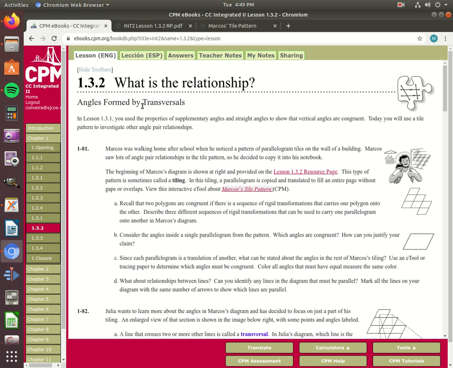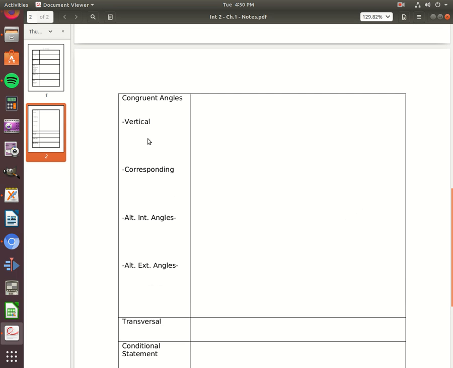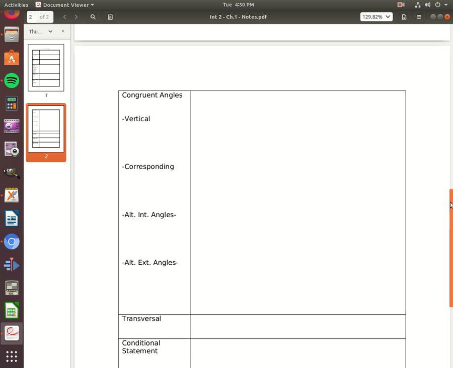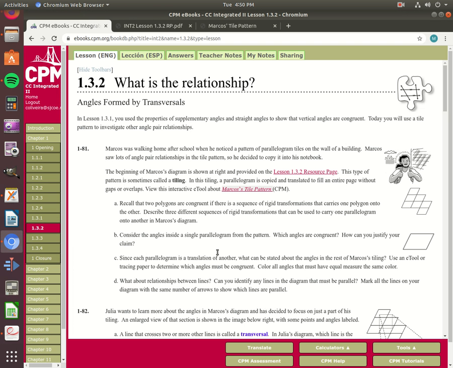So, angles formed by transversals. In Lesson 131, you used the properties of supplementary angles and straight angles to show that vertical angles are congruent. Today we'll use a tile pattern to investigate other angle pair relationships. If you remember from the last video, I'm making them back to back, we have these other congruent relationships to discuss, as well as the same side interior. That's really what we're going to be doing, diving into some of these, if not all of these. Honestly, I don't know if we get through all of them by the end.